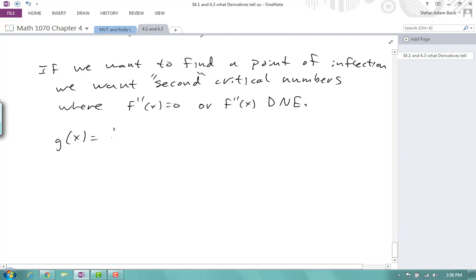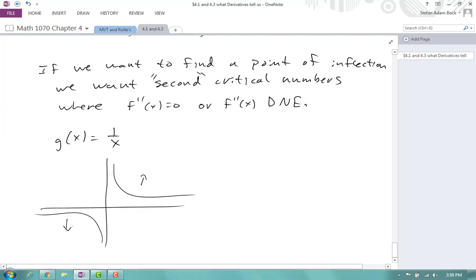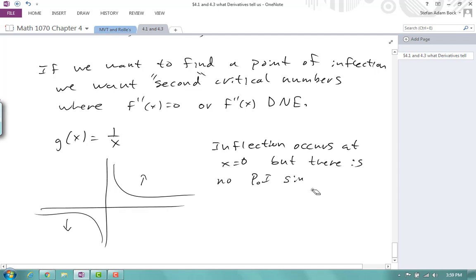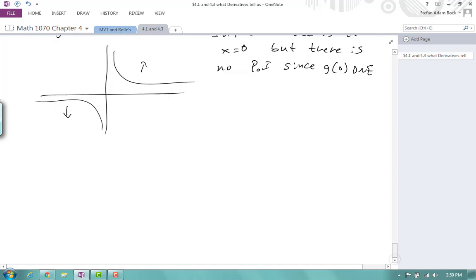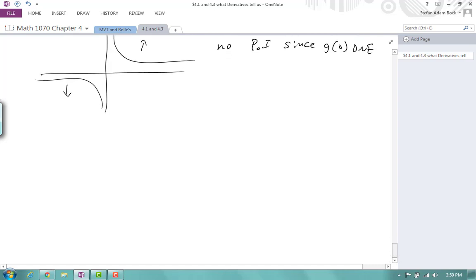g of x equal to 1 over x is concave up for positive x values and is concave down for negative x values. So it switches concavity at x equals 0, but x equals 0 is not a valid number to plug in. So I can say inflection occurs at x equals 0, but there's no point of inflection because g of 0 does not exist.